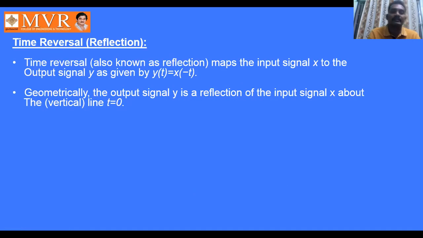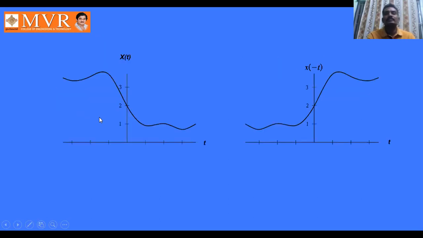Then time reversal. Time reversal means time reflection. It is the mirror image of the original signal: x of t is the original signal and x of minus t is the mirror image of x of t. Time reversal, also known as reflection, maps the input signal x to the output signal y as given by y of t is equal to x of minus t. That is nothing but a mirror image of x of t. Diagrammatically, the output signal y is a reflection of the input signal x about the vertical line t equal to 0. So it is represented like this.